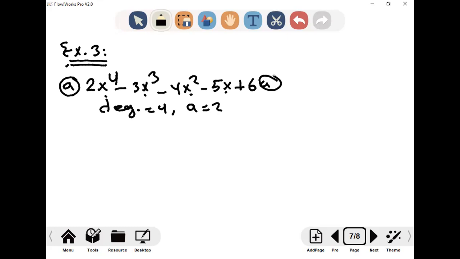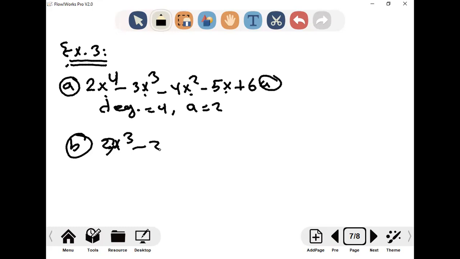Okay, now part B. 2x power 3, 7x power 3 minus 2. What's the leading coefficient? 7. What's the degree? 3. Do we have other variables? No. Is this a polynomial? Yes. Let's look at part C quickly. Is this a polynomial? No. It has two variables.